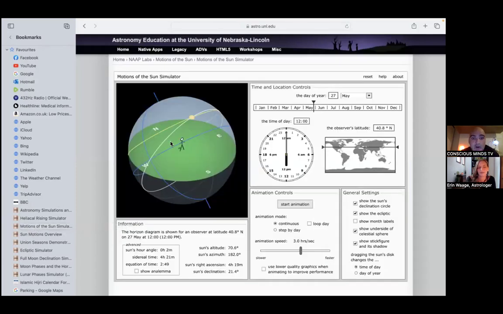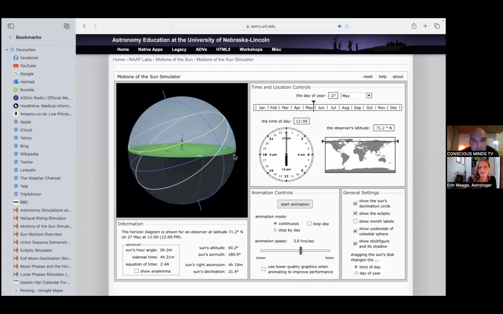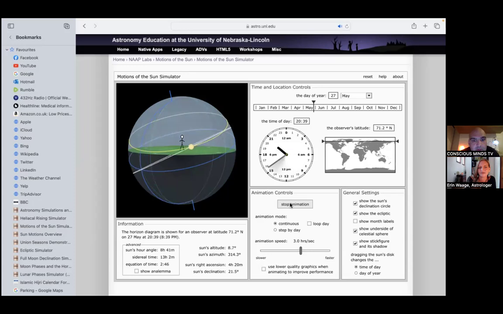Right. Because this has an animation, Alaska is about up here, near Greenland. Now, for example, when I press animation, you'll see that the sun won't set. If I start the animation, you see that it doesn't go below the green horizon because of the latitude.